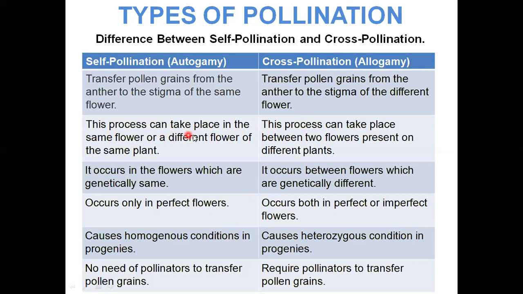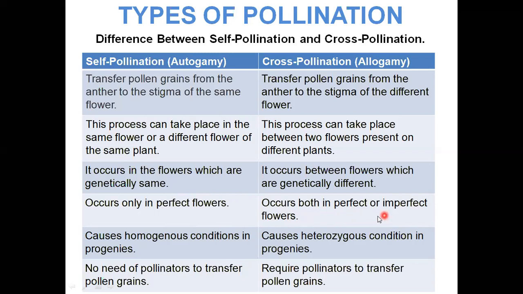Self-pollination can take place in the same flower or a different flower of the same plant. But in cross-pollination, the process taking place between two flowers on different plants is important. Self-pollination occurs in flowers which are genetically the same, giving genetically identical offspring. Cross-pollination occurs between flowers which are genetically different. Self-pollination occurs only in perfect flowers, meaning they have sepal, petal, androecium, the male reproductive part, and the female reproductive part.